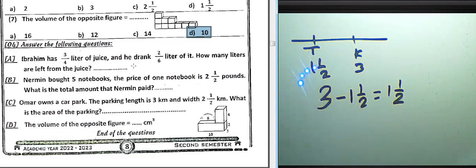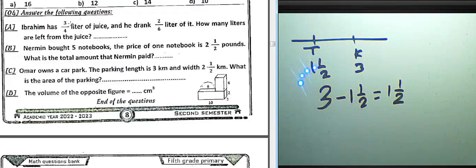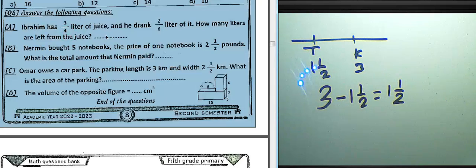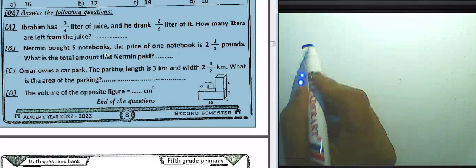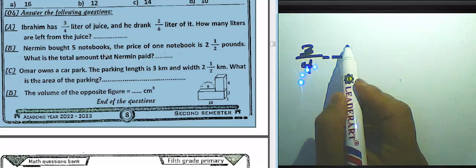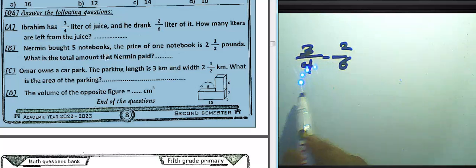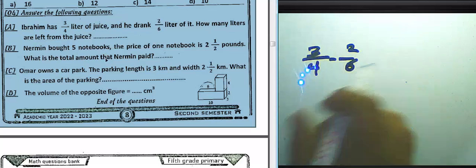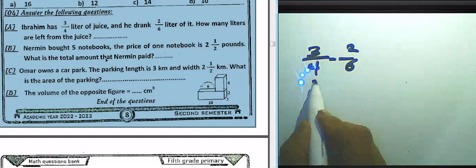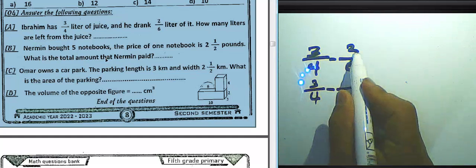Okay. Answer the following question. Ibrahim has 3 over 4 liter of juice, and he drank 2 over 6 liter of it. How many liters are left from the juice? We can find the difference between them to find the result. 3 over 4 subtract 2 over 6. We can find the least common multiple between the denominators here, or you can simplify this fraction and then find the least common multiple.